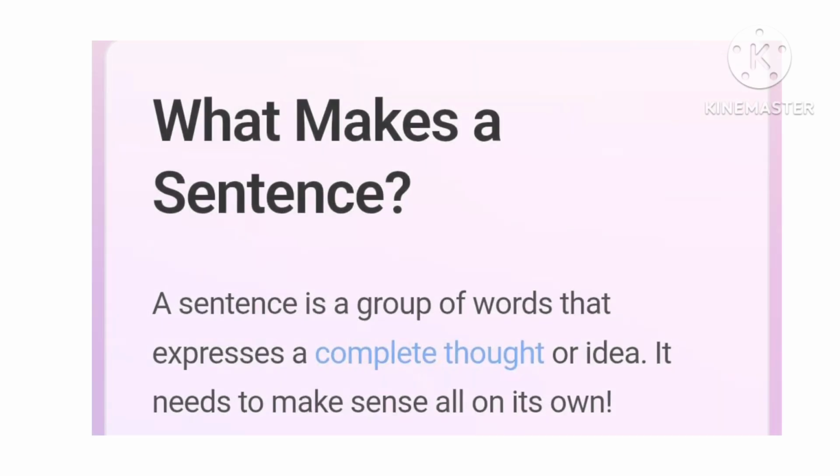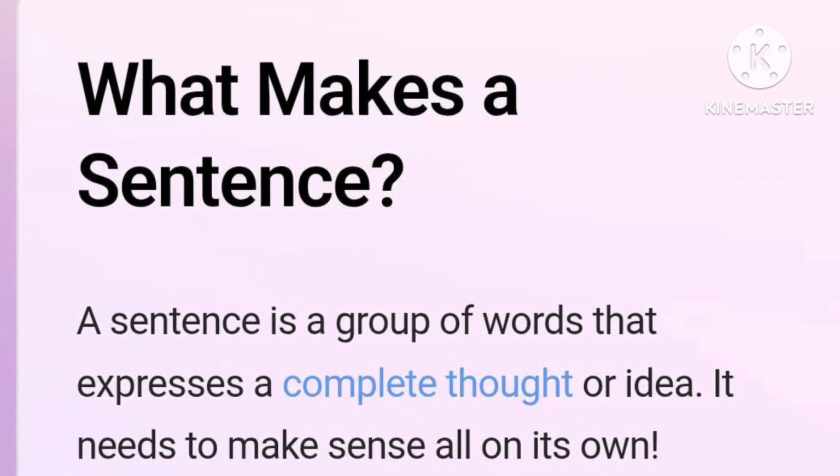Now, what makes a sentence? A sentence is a group of words that expresses a complete thought or idea. It needs to make sense all on its own.